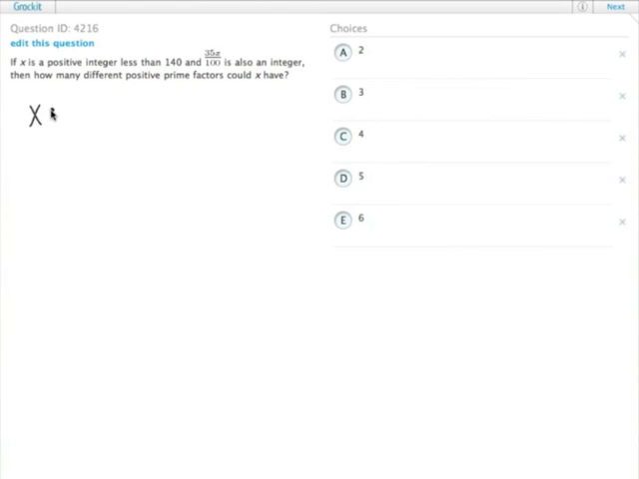So x is a positive integer less than 140, and we also know that 35x over 100 is an integer. Let's simplify that a little bit just to make our life easier. That's the same thing as, we can divide by 5. We end up with 7x over 20. So 7x over 20 is an integer.